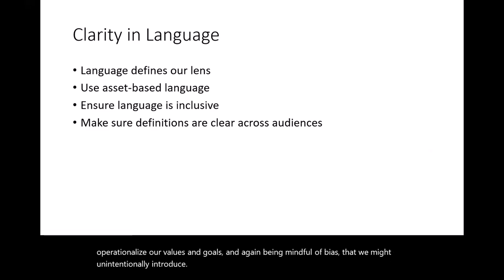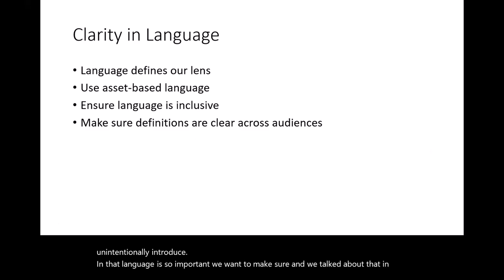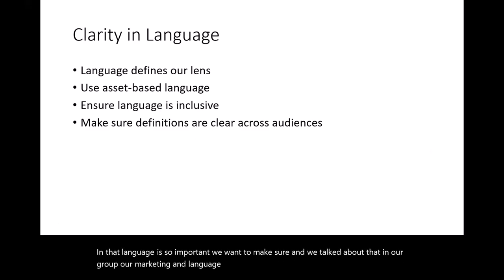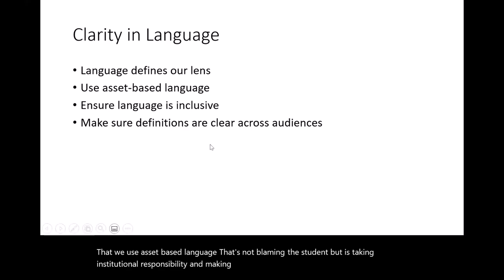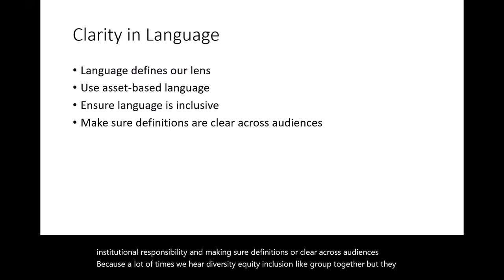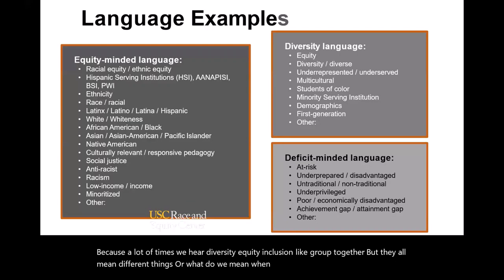And that language is so important. We want to make sure, and we talked about that in our group, our marketing and language that we use with students, that language is inclusive, that we use asset-based language that's not blaming the student, but is taking institutional responsibility and making sure definitions are clear across audiences, because a lot of times we hear diversity, equity, inclusion grouped together, but they all mean different things. So what do we mean when we say those words?